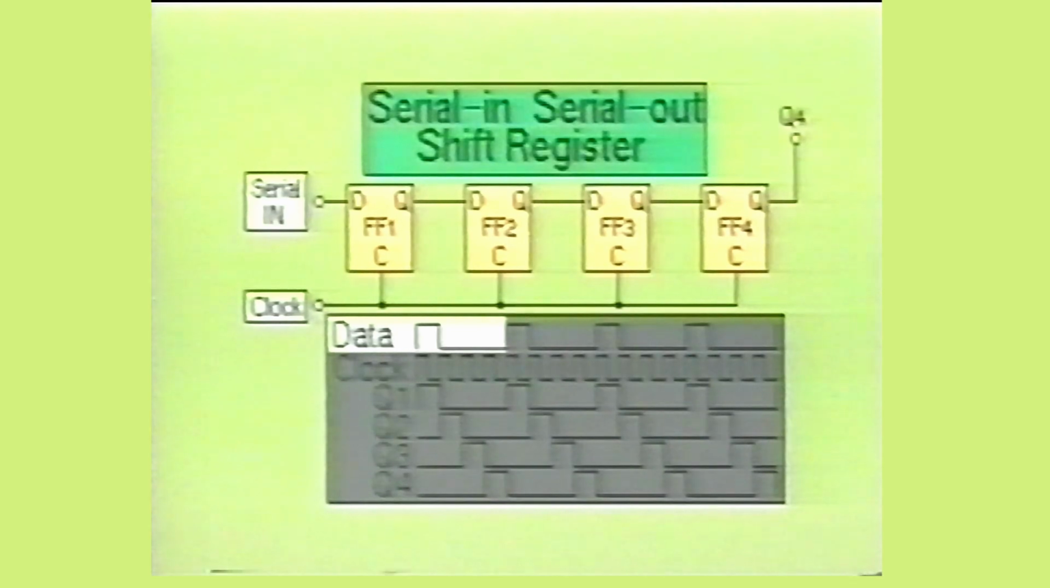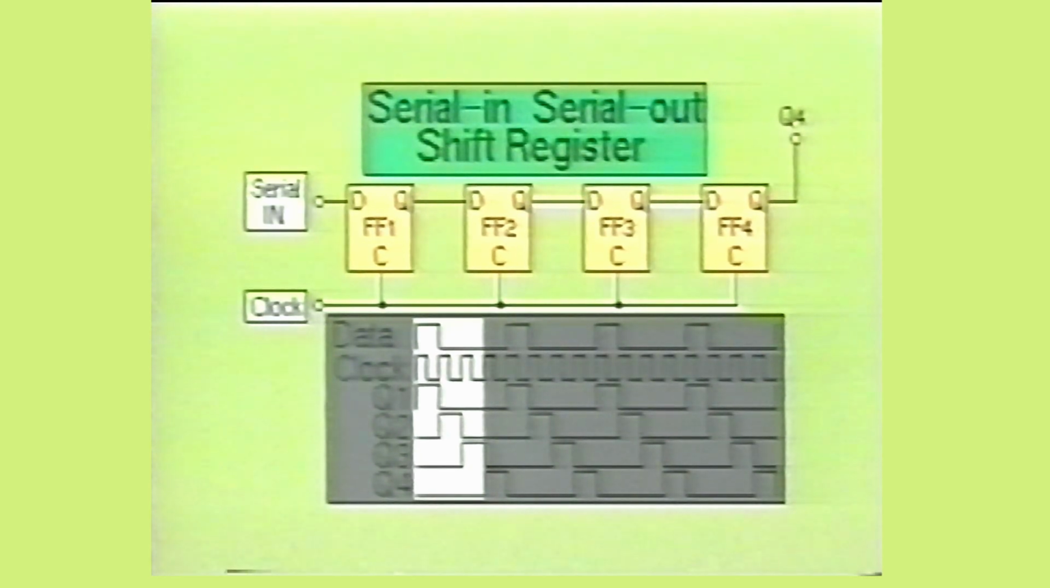We will begin with a high followed by 3 lows at the serial in input. At the occurrence of the first clock pulse, the input line is high. This high clock signal causes the data to be transferred to the Q output of the first flip-flop. When the second clock pulse arrives, flip-flop 2 will see a high at its data input, and flip-flop 1 will see a low at its data input. This causes the output of flip-flop 1 to go low and the output of flip-flop 2 to go high.